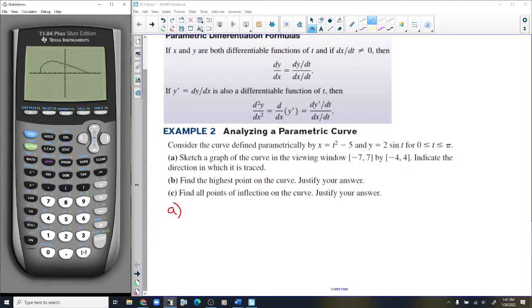On the very left-hand side, it looks like -5 to 5 on each side, and it looks like the highest is up around 2. So it does something like that. And if I remember right, it graphed from left to right.